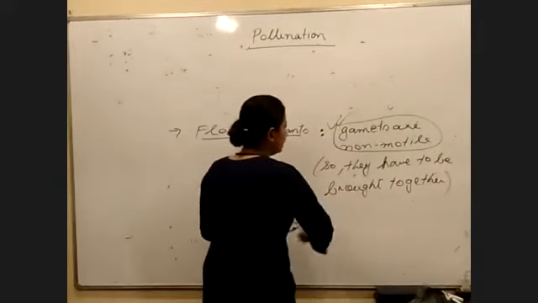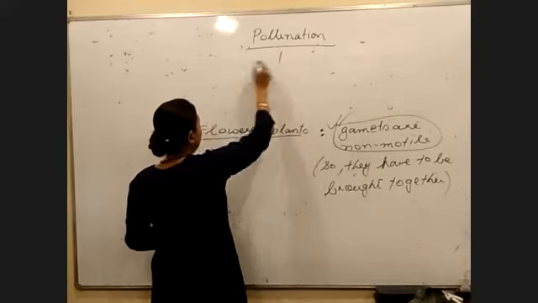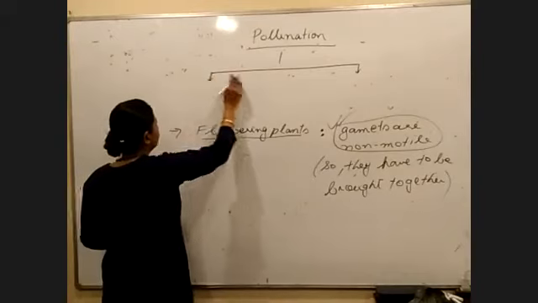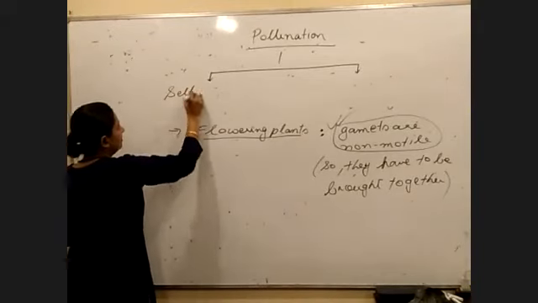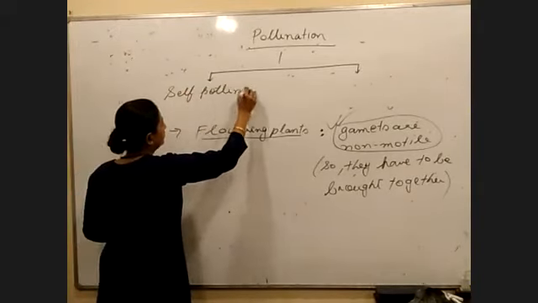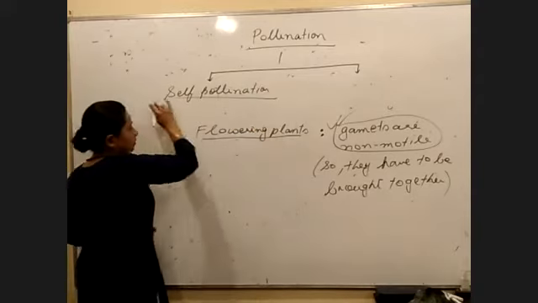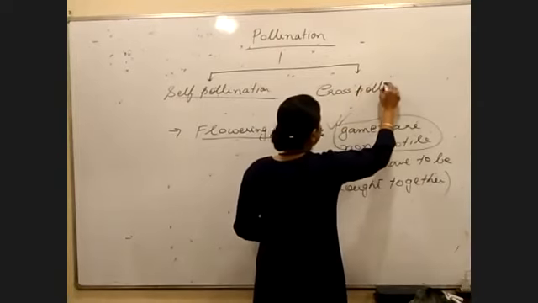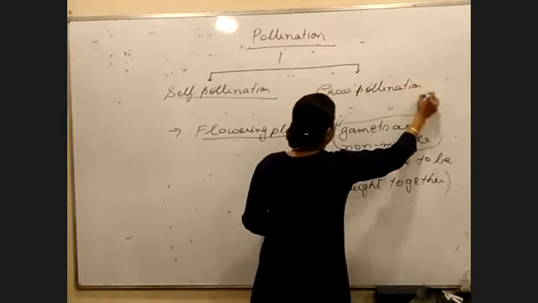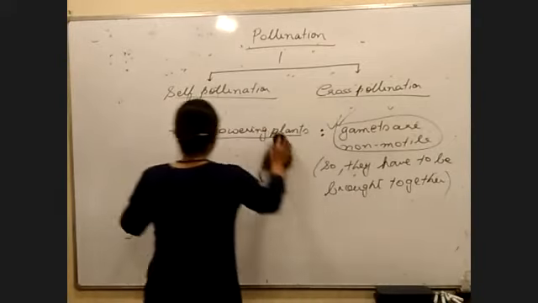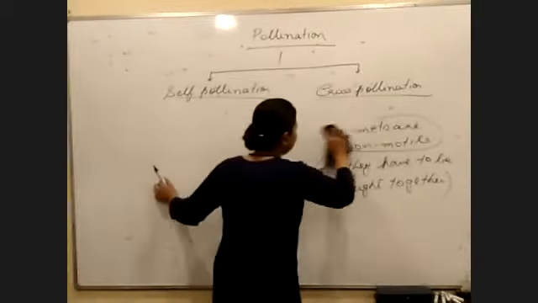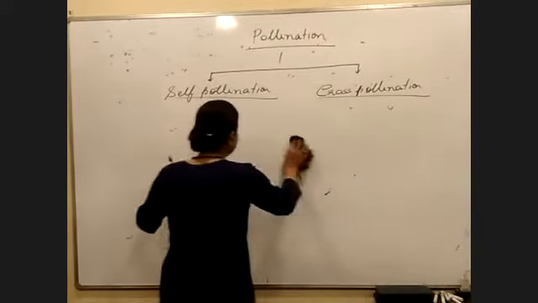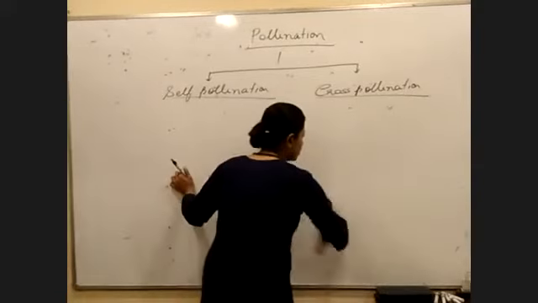Now, talking about types of pollination, we know pollination could be of two types. Either it is self-pollination or cross-pollination. If pollination occurs within the same plant, then it is called self-pollination. If pollination occurs between two different plants, it is called cross-pollination.